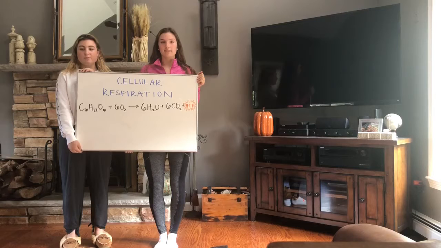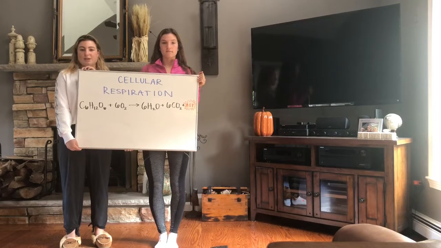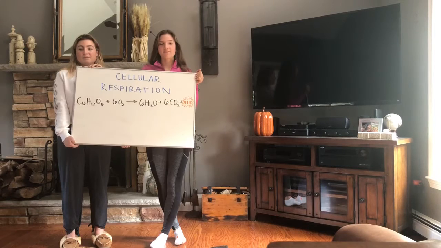ATP, water, and carbon dioxide. This process is an exergonic reaction, meaning that it releases energy through anabolic and catabolic pathways. The overall equation for cellular respiration is C6H12O6 plus 6O2, which yields 6CO2, 6H2O, and ATP. The process of cellular respiration is broken down into 3 steps: glycolysis, the Krebs cycle, also called the citric acid cycle, and the electron transport chain.